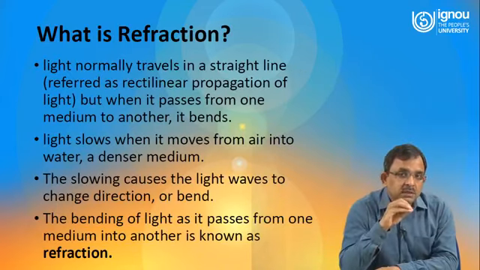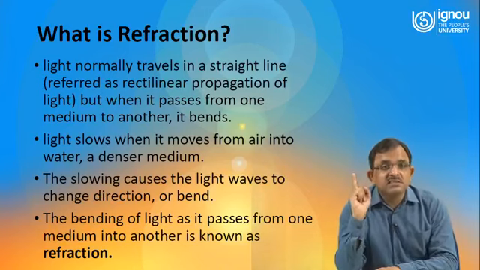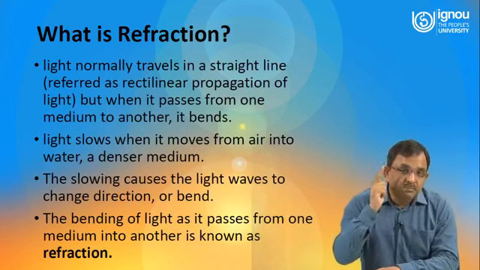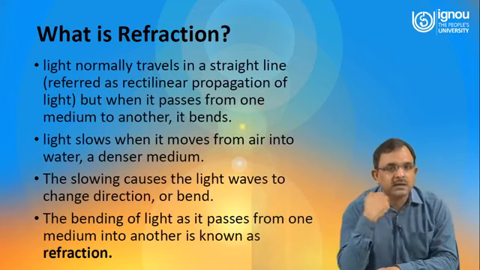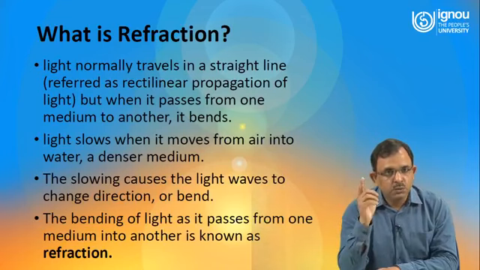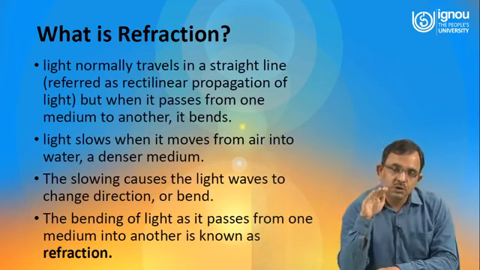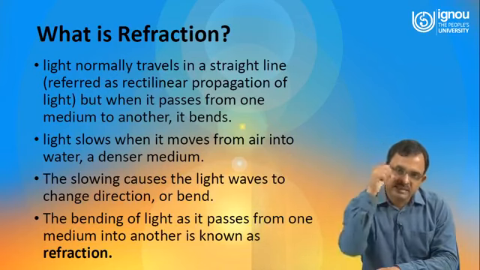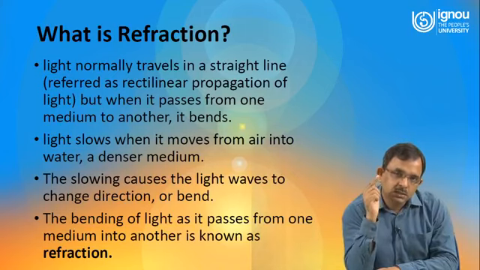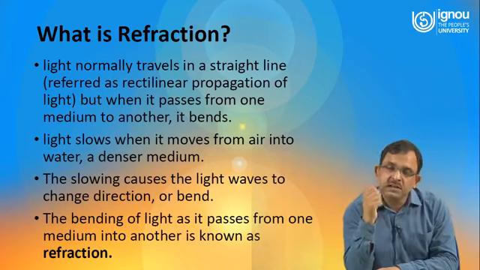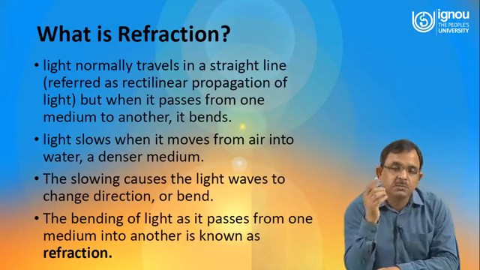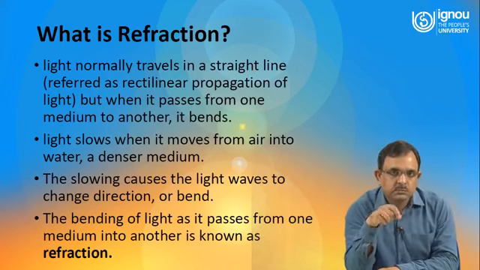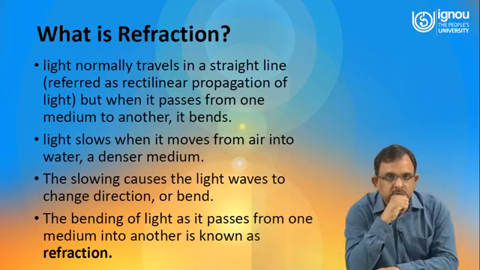Then you tell them that light generally travels in a straight line, which is called rectilinear propagation of light. But when it passes from one medium to another, it bends. You explain the examples. When they were observing the pencil outside, it was in the air. But when they dipped the pencil in the water, the medium had changed from air to water, from air to oil, from air to glass. So there are different mediums which are changing.